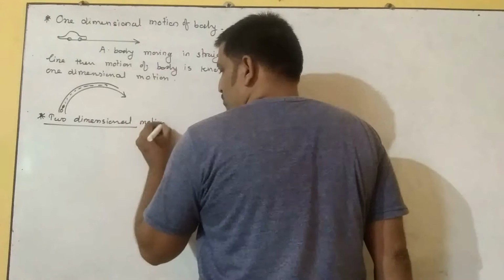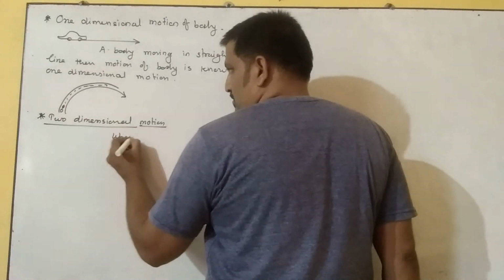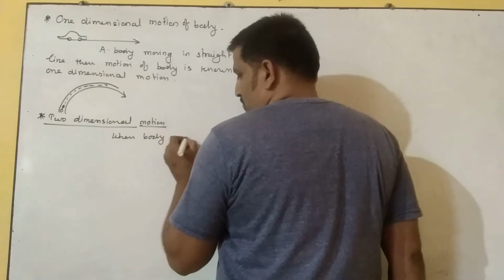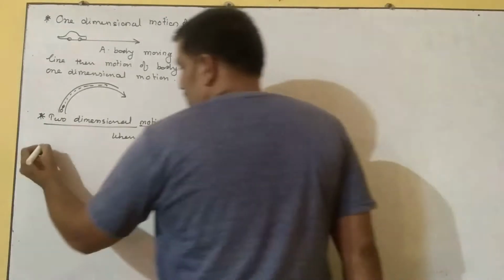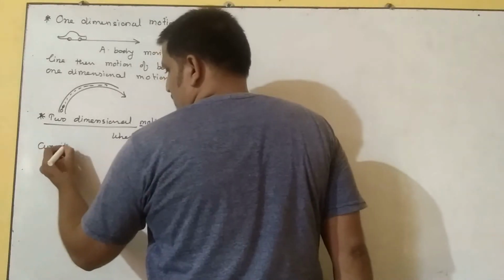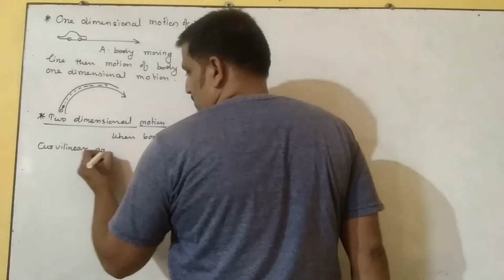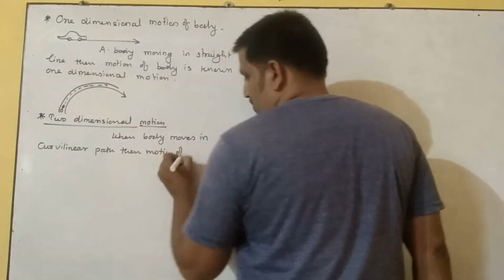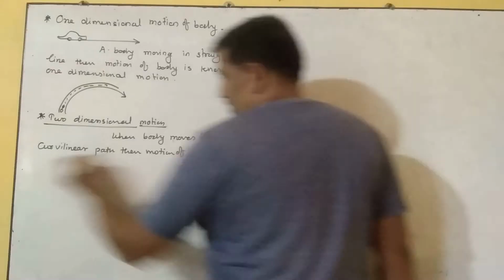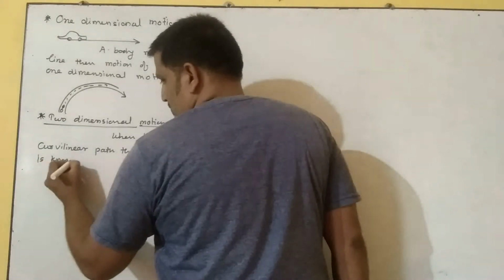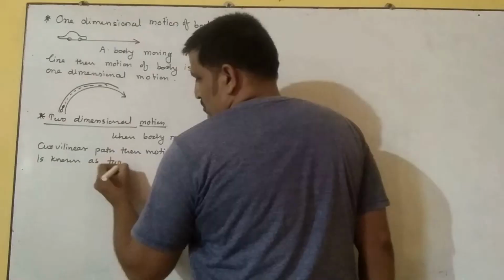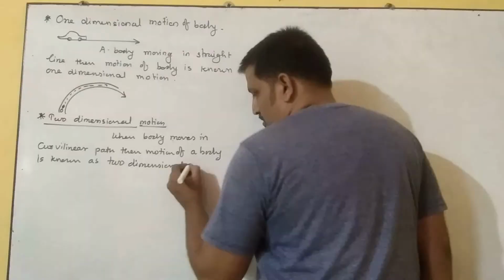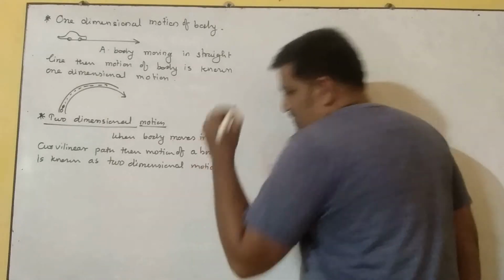Two-dimensional motion. When a body moves in a curvilinear path, then the motion of a body is known as two-dimensional motion. Okay. So let's see here.